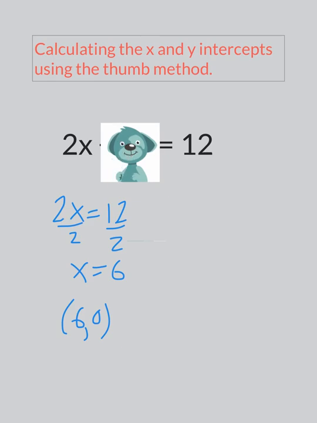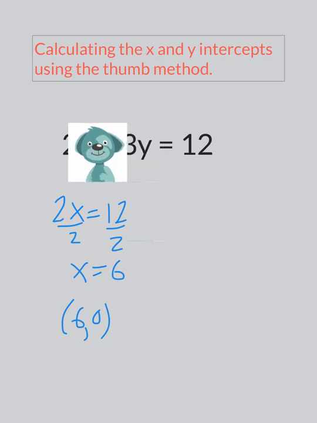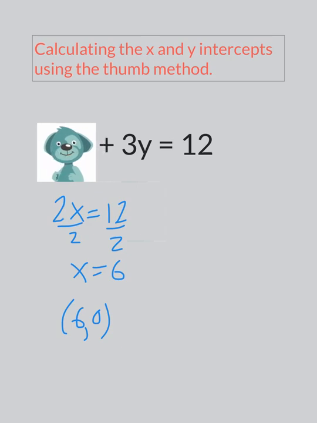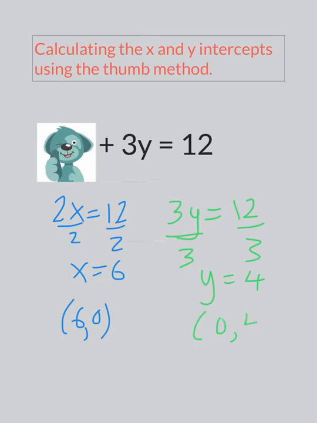Next, I want to calculate the y-intercept. So I put my thumb on top of x. And I get 3y equals 12. Divide both sides by 3. y equals 4. So the y-intercept is (0, 4).